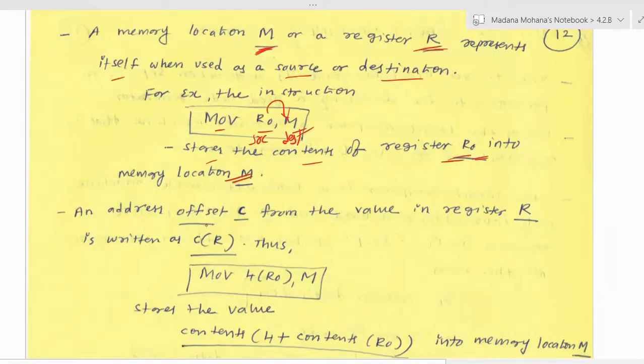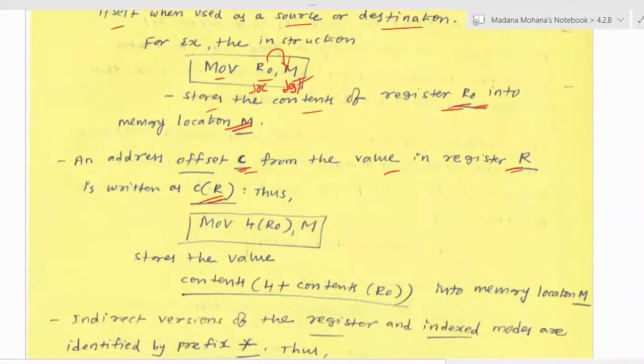Now an address offset, capital C here, small c we used, which is the constant. What is that value? This is nothing but the offset from the value in register R, written as c(R). For example, let us see one instruction: move 4(R0), M. Here 4 is nothing but c, c equal to 4, with the register R0, then memory location M.